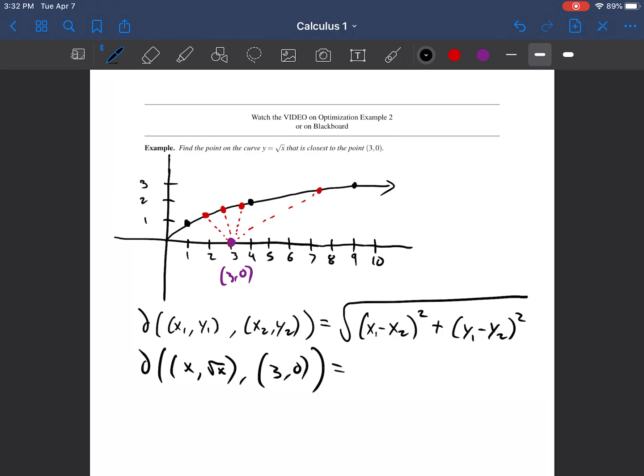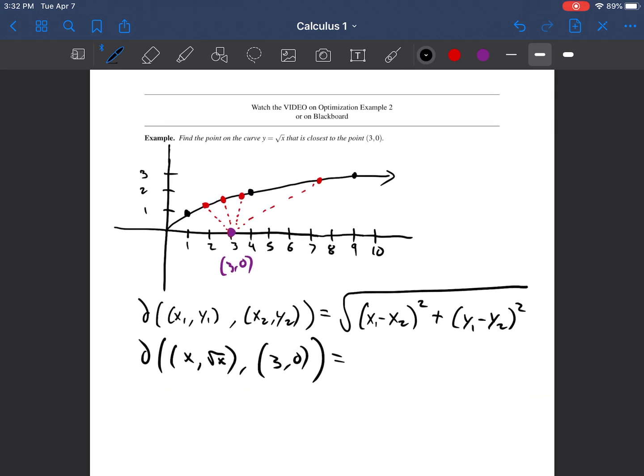So then if I plug that into this formula here, I end up with square root, okay, x1 minus x2, so that means you're subtracting the x values here. So I'm going to write down x minus 3 squared, okay? And then the next term is y1 minus y2, right? Well, this is the first y value, this is the next y value. So I'm going to write down square root of x minus 0 squared.